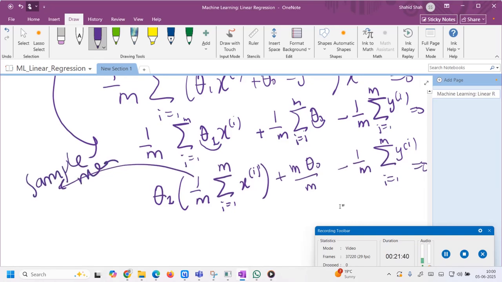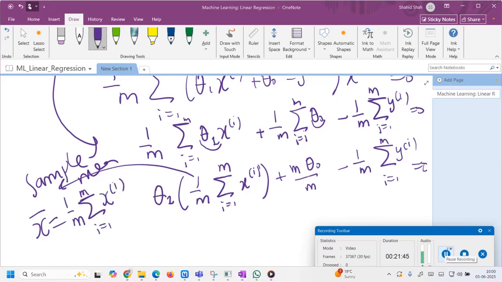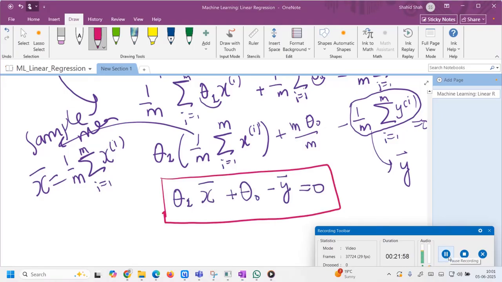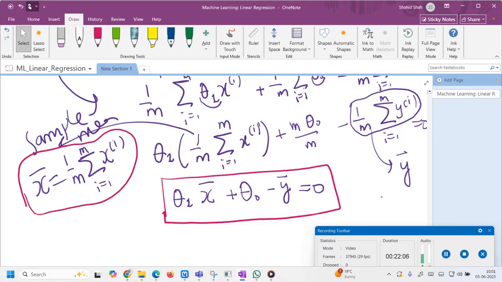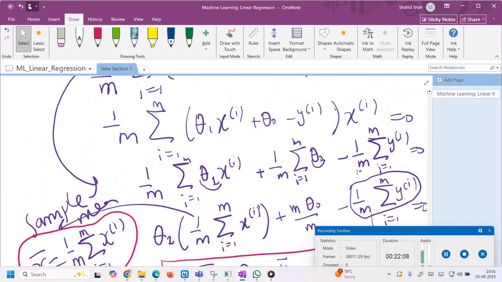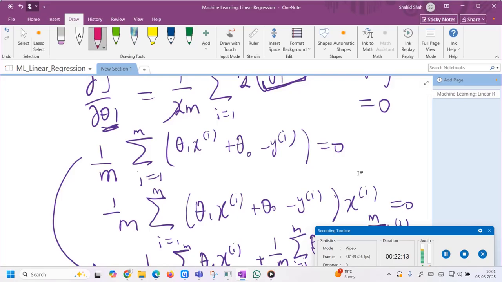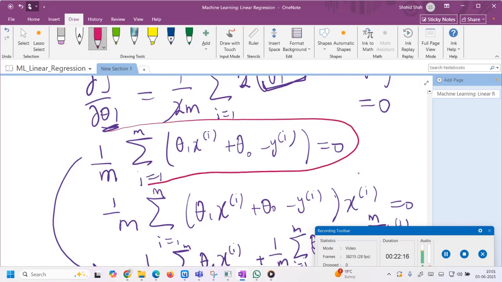This is the sample mean, and we can denote it by x bar equal to 1 by m summation xi. Similarly, this quantity 1 by m summation yi is the sample mean of y, and we can write it as y bar. So what we get is this equation: theta 1 x bar plus theta 0 minus y bar equal to 0, where x bar is the sample mean of input points and y bar is the sample mean of output points. So this is the outcome of solving the first equation, that is, the partial derivative of the cost function with respect to theta 0.